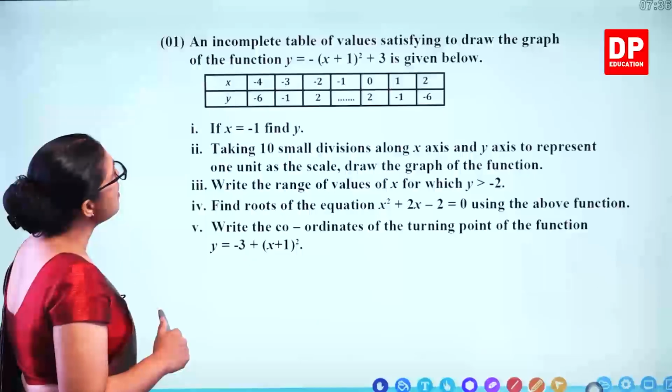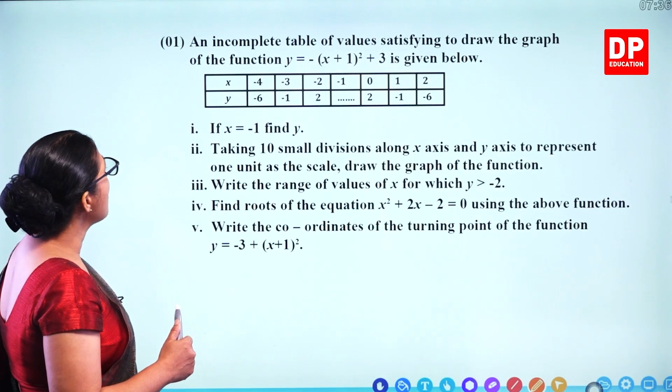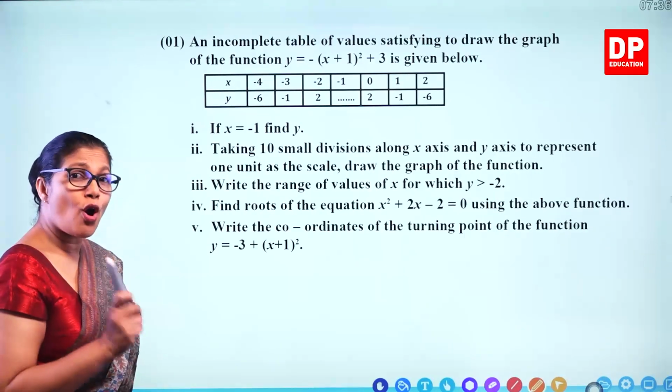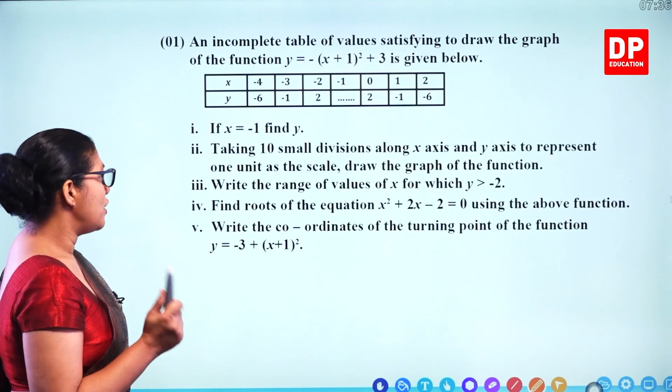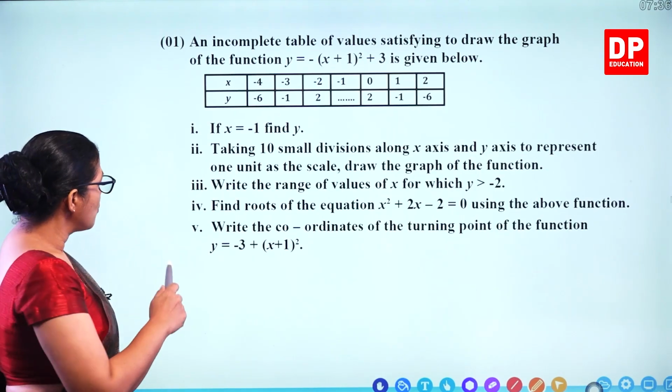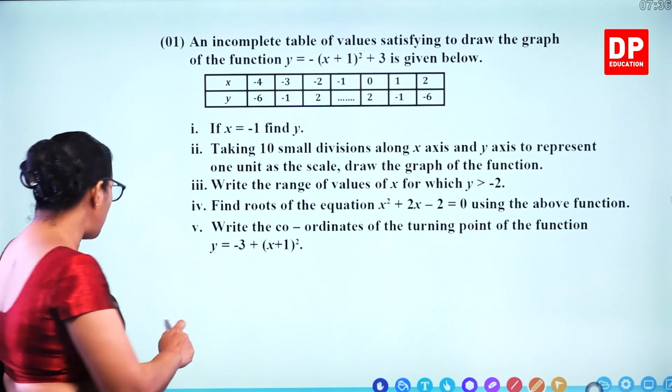An incomplete table of values satisfying to draw the graph of the function y equals minus (x plus 1) squared plus 3. That's a quadratic graph. So you need to draw the graph and answer the given questions. So 5 parts are there. We'll do them separately.